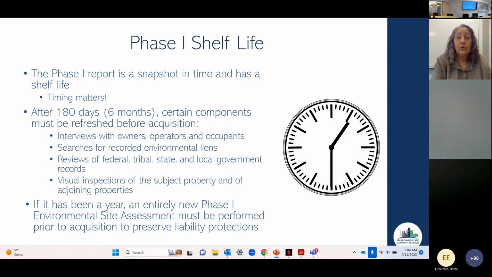And I have known situations where communities have applied for brownfield funding only to discover that their phase 1 that they thought was within 6 months is actually out of date because they were relying on the date of the report.